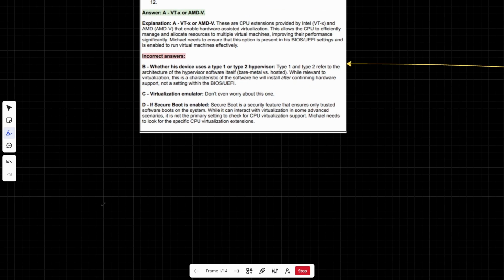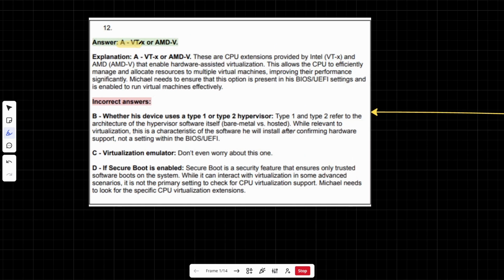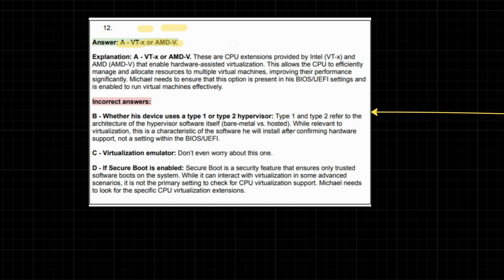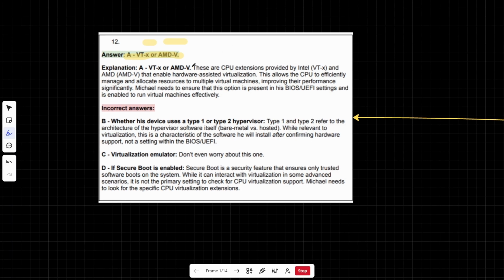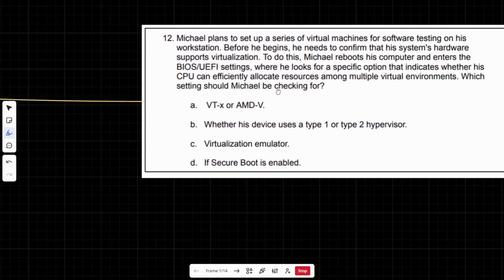Here we go. He should be looking for a VTX or AMDV. So VTX for Intel or AMDV for AMD CPUs. Sorry, guys, brain's exploding. So yes, that's what we need to look for before we can use virtual machines or any virtualization technology.